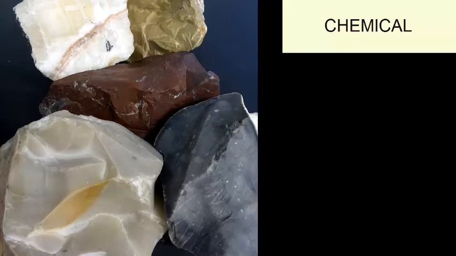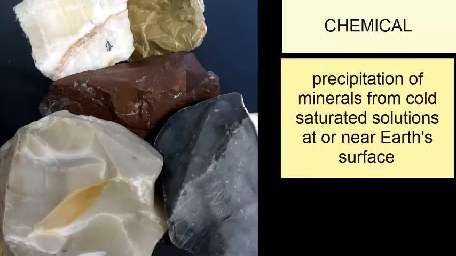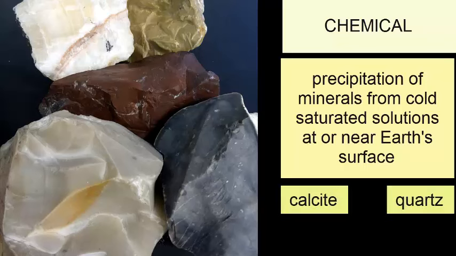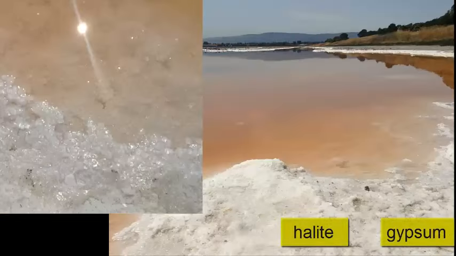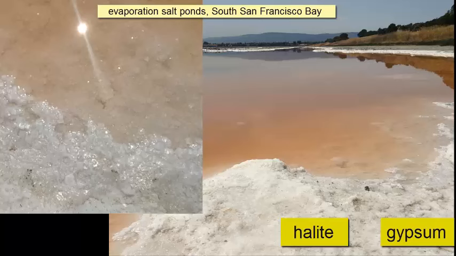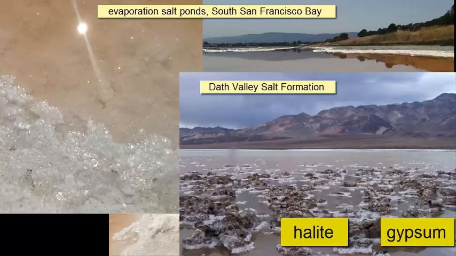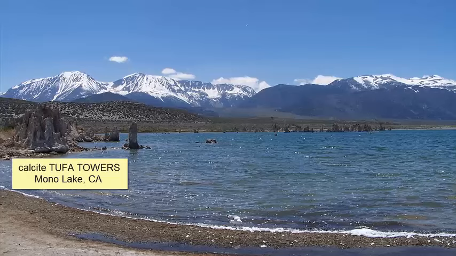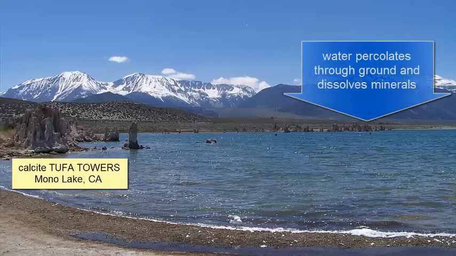What kind of minerals precipitate out of cold, supersaturated fluids at or near Earth's surface? Calcite and quartz. Add to that halite and gypsum, which precipitate when saltwater evaporates, either in shallow coastal lagoons or ponds in warm, dry climates, or when salty lakes evaporate in the desert. Calcite and quartz most commonly precipitate from solutions that are percolating through sediment just below the surface.